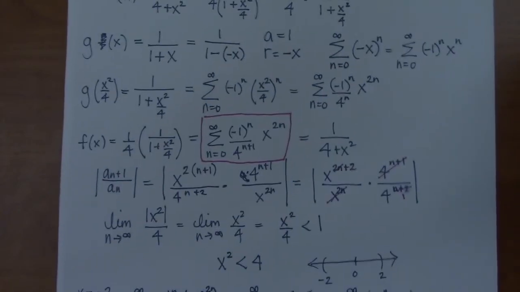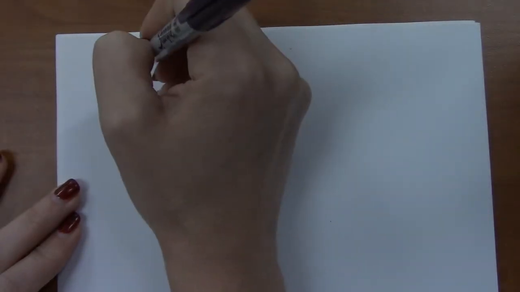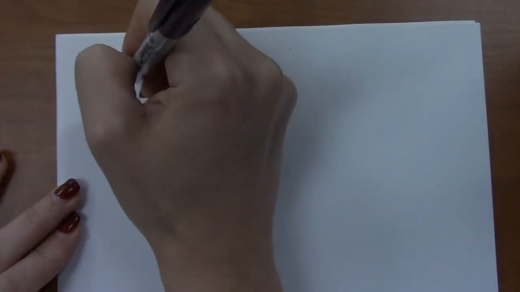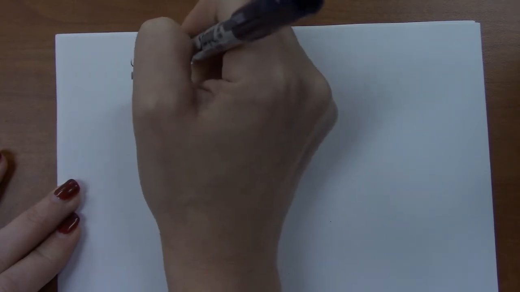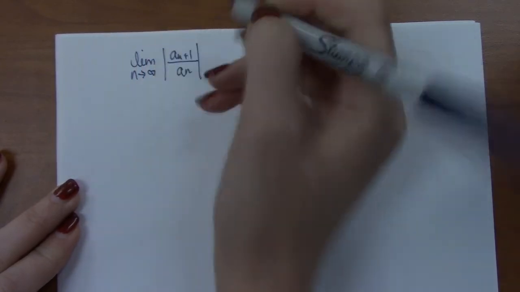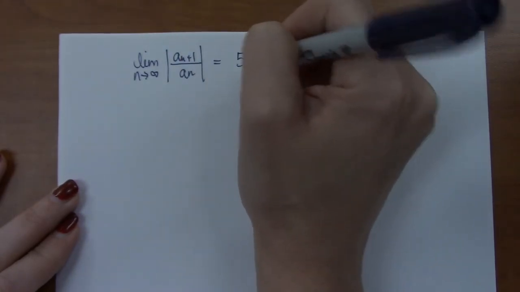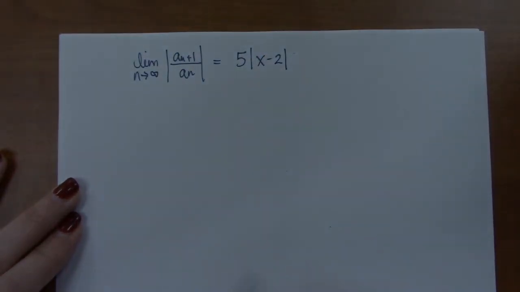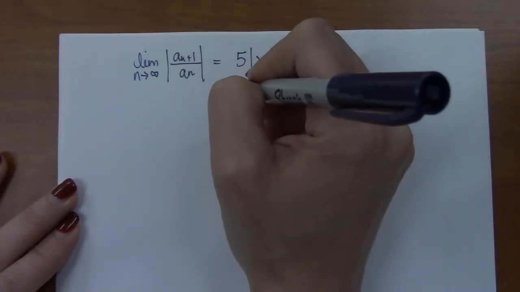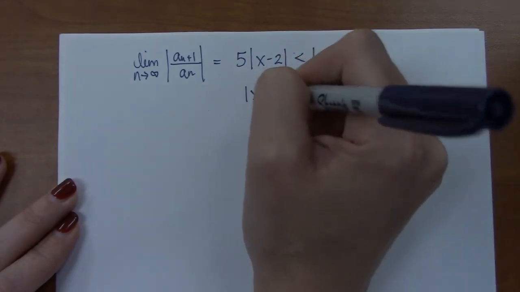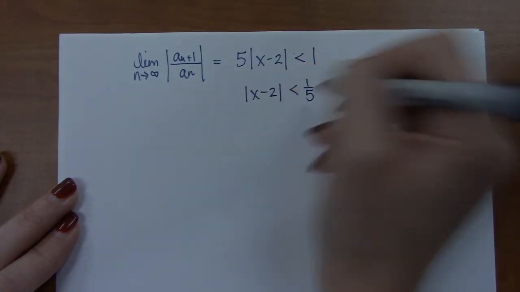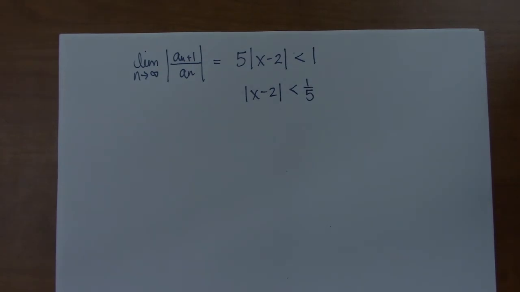So let's say you did a problem and after you did the ratio test, we did all the steps and the result of the limit was something like this. Well, just like before, you'd set it equal to or less than 1. And then when you solve this for x minus 2, now your radius would be 1/5 because you have to divide by a 5.